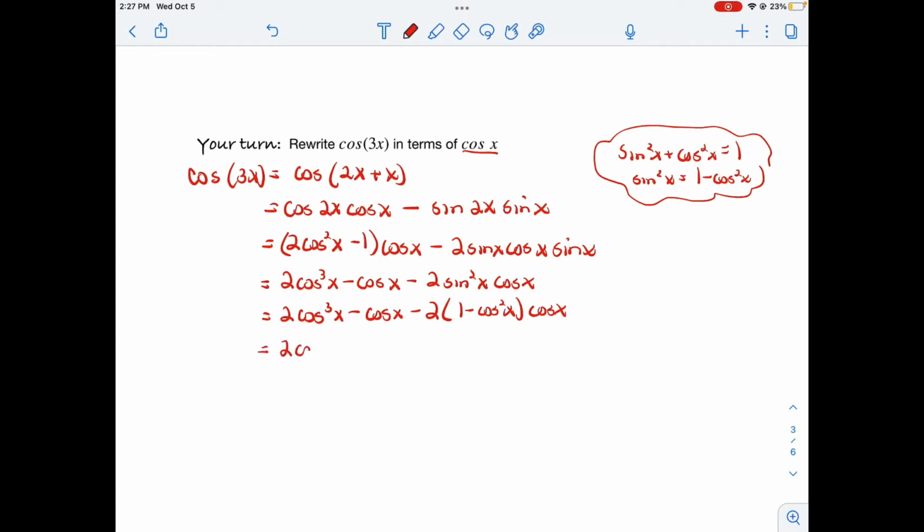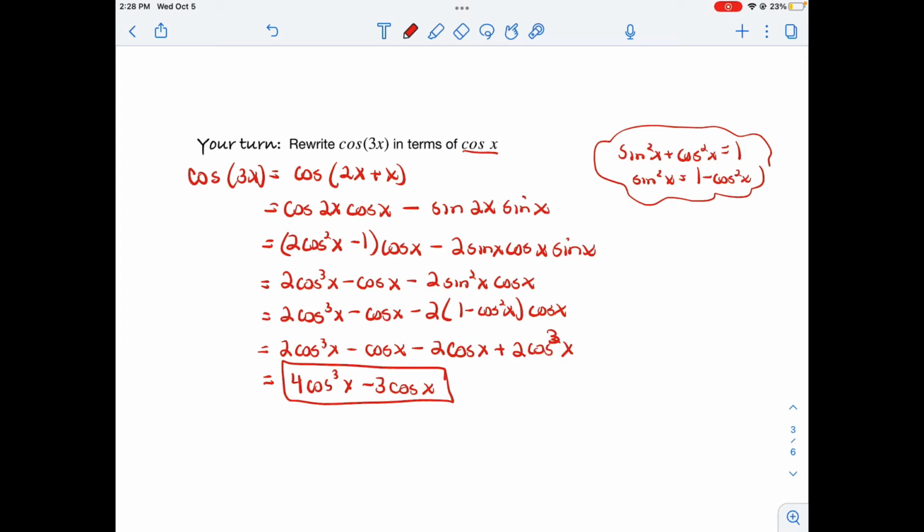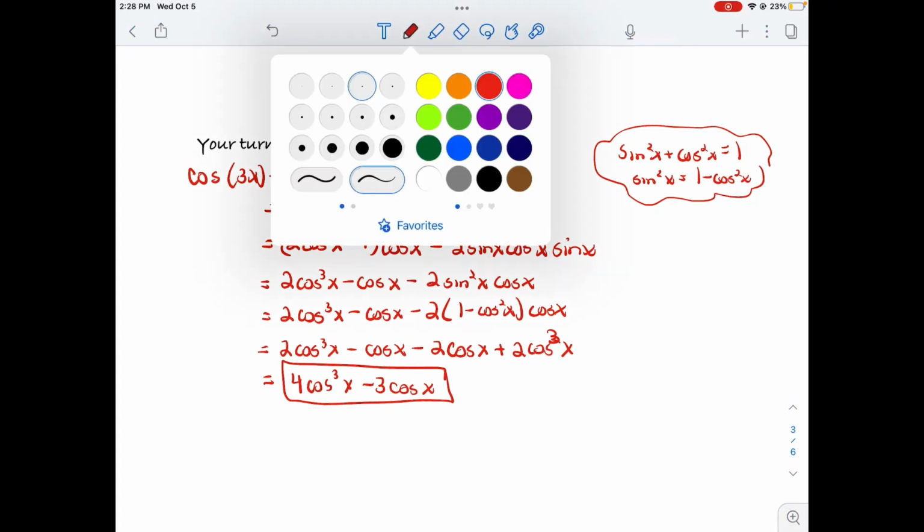Okay, I got to distribute negative 2 cosine x to everything in the parentheses. I just realized I forgot to write my cosine twice. Okay, let me fix this. There we go. So our answer should have been 4 cosine cubed x minus 3 cosine x.